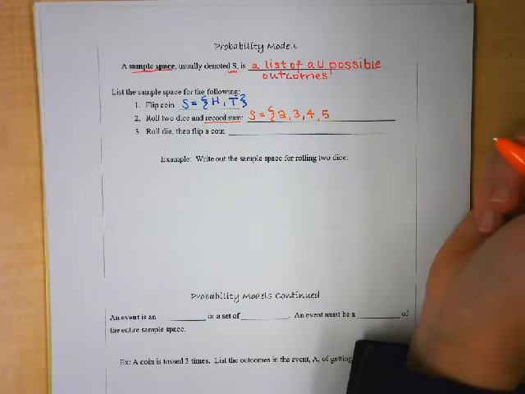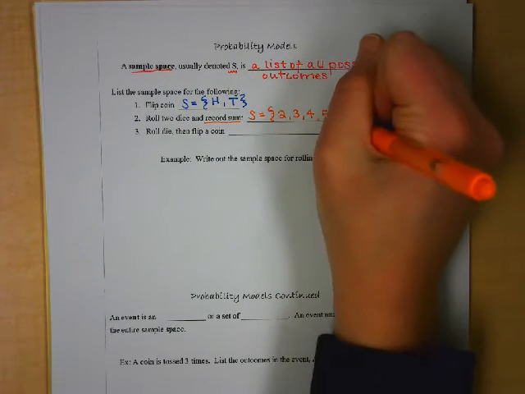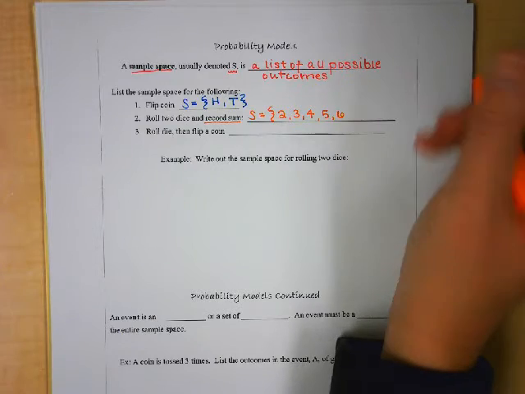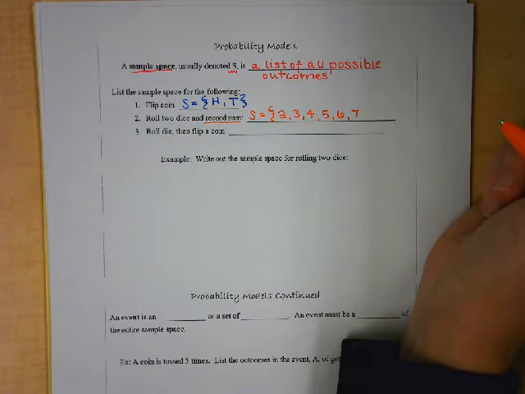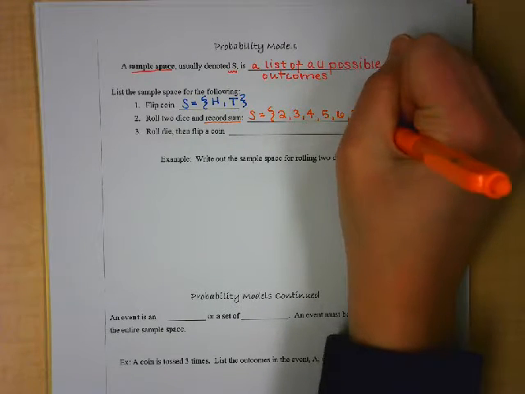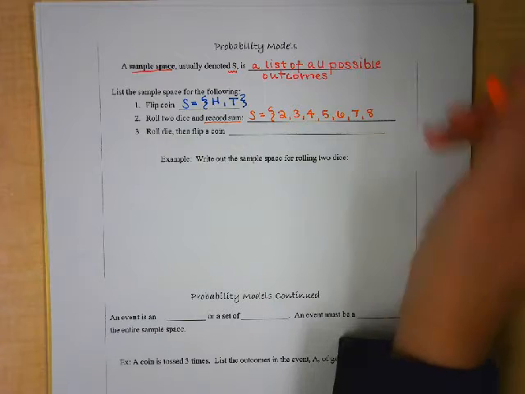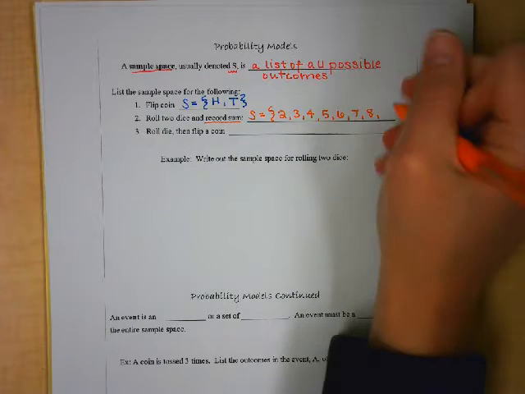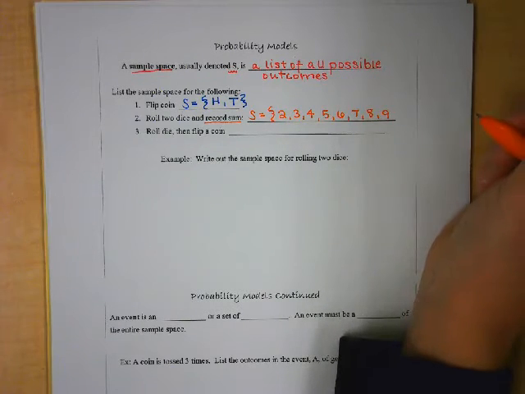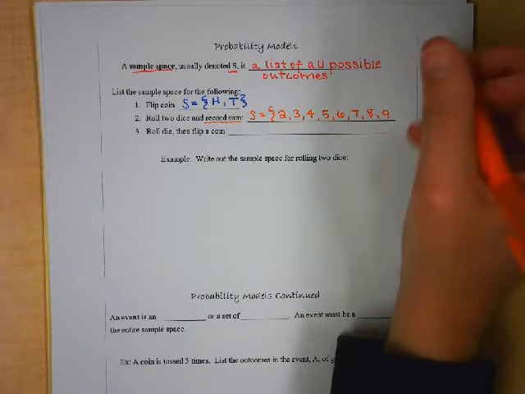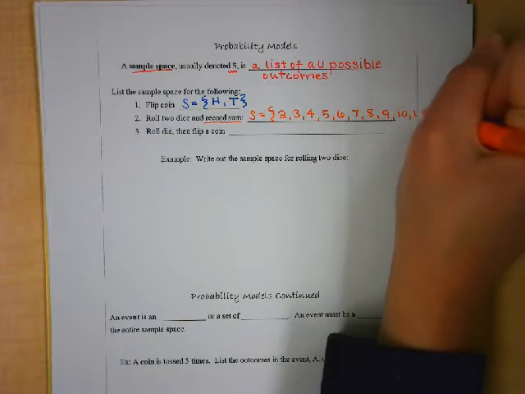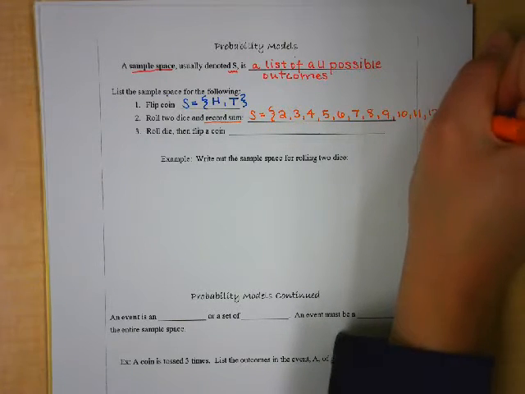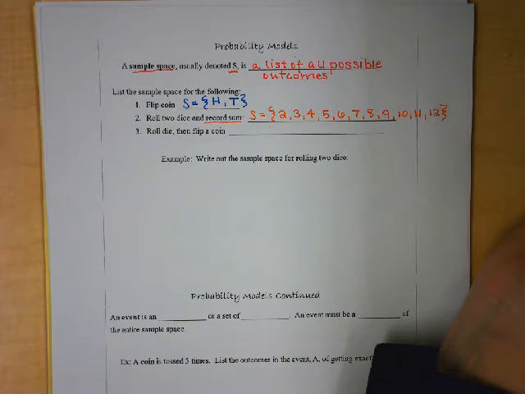That would also be 2 and 3, 3 and 2, 4 and 1. 6 would be 1 and 5, 2 and 4, 3 and 3. I could have 7, 1 and 6, 2 and 5, 3 and 4. I could have an 8, 2 and 6, or 3 and 5, or 4 and 4. I could have 9, 3 and 6, 4 and 5. I could have 10, 4 and 6, or 5 and 5. I could have 11, that's a 5 and a 6, or I could have 12, 6 and 6. I can't get anything higher than 12, so that's the end of my sample space.